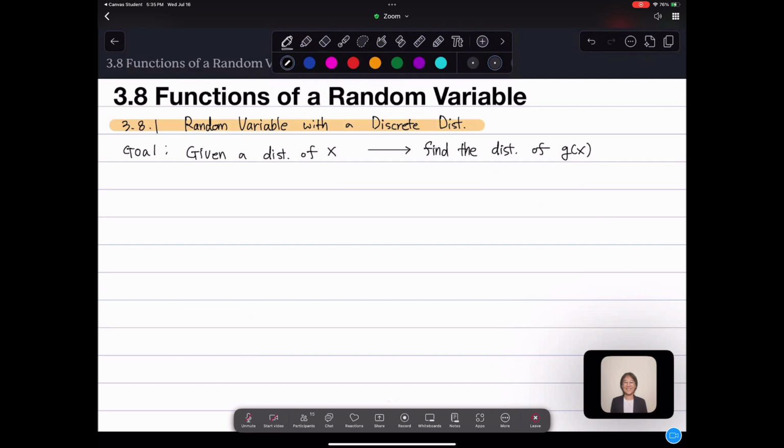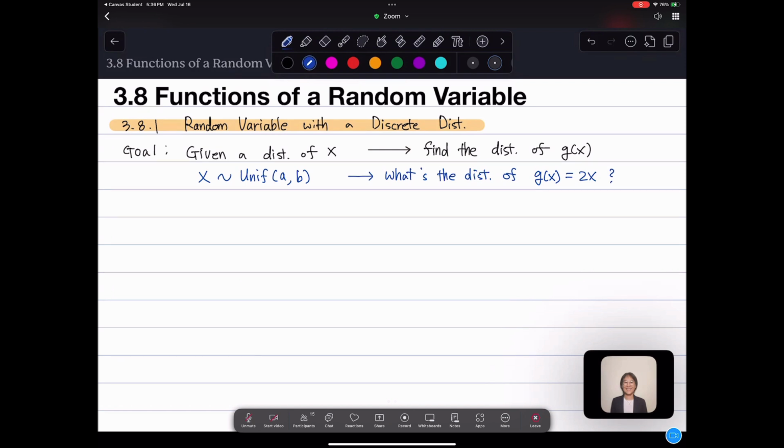To make it simple, for example, if my x is a random variable which is uniformly distributed, so it's any particular number that you can select from A to B, and the question is asking you, can you get me the distribution of, let's say, 2 times x? So that's what we're doing.